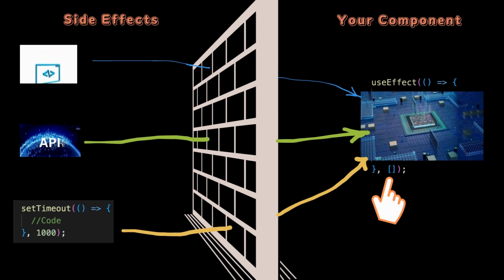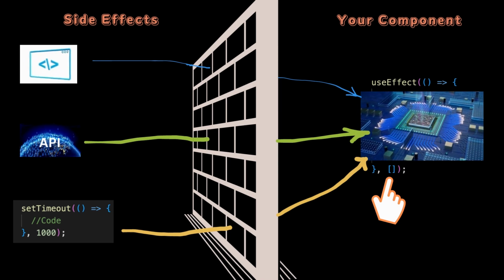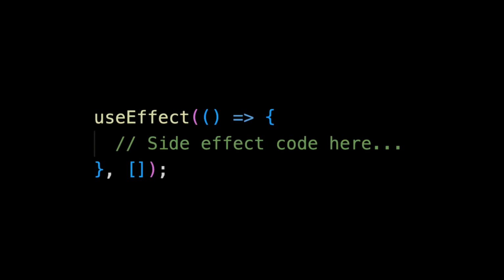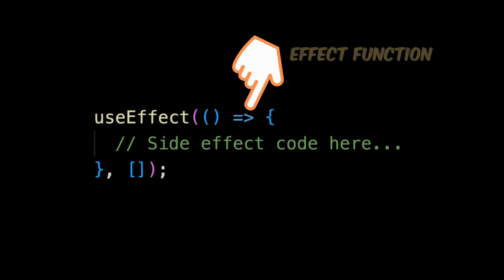The useEffect hook is a way to perform side effects inside a functional component in React. The basic syntax for useEffect looks like this. The useEffect hook takes a function as its argument. This function is called the effect function, and it's where you put your side effect code.